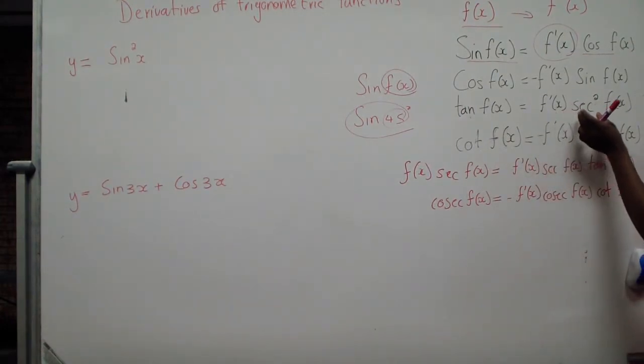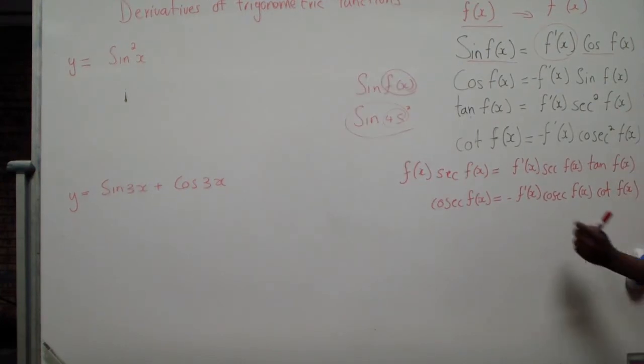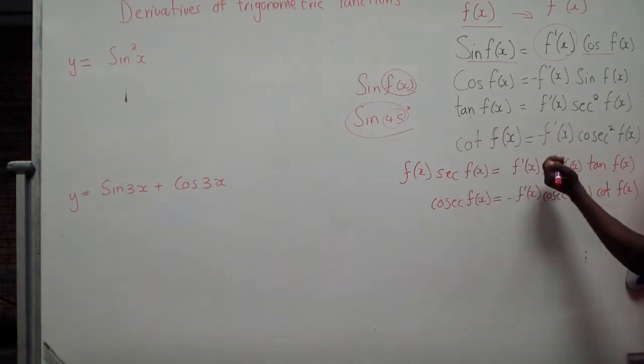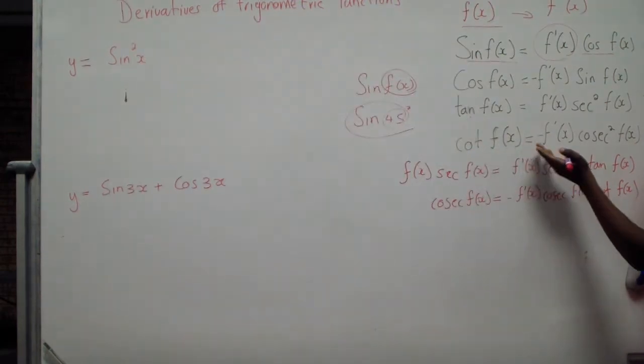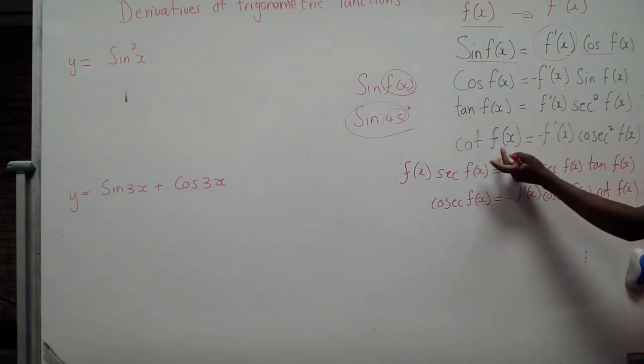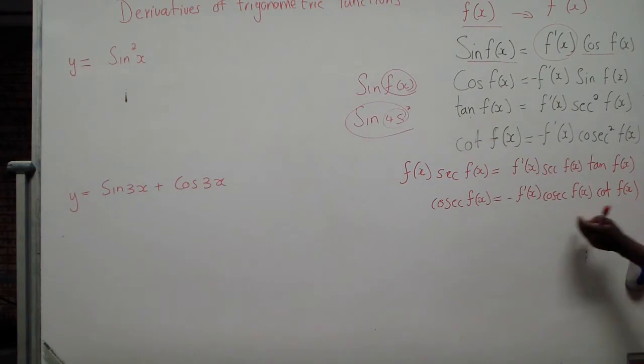Then, when I derive my tan function, I'll get the derivative of the function, cosec squared, and the function. Etc, etc. Even when I'm doing cot, I'm having a cot function, which is equal to a negative of the derivative of my function, cosec squared and the function. And these ones, etc, etc.